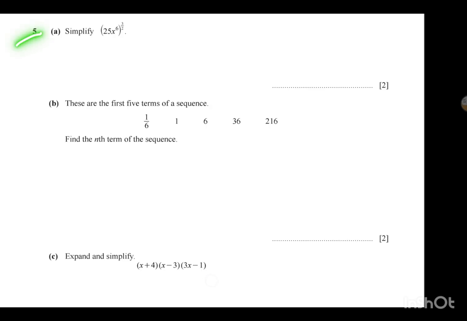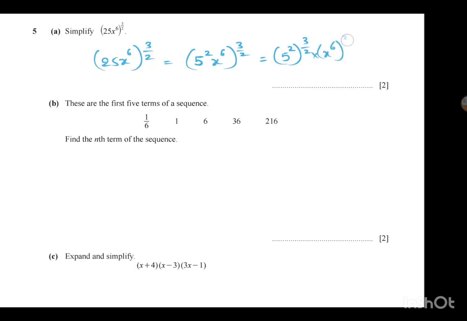Question number 5. Simplify 25x raised to 6 whole raised to 3 by 2. Write 25 as 5 square, x raised to 6 whole raised to 3 by 2. Now separate the power, like 5 square whole raised to 3 by 2 into x raised to 6 whole raised to 3 by 2.